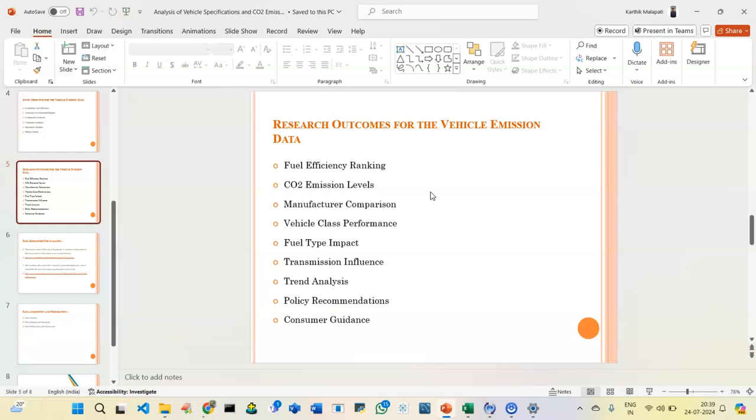The next one is fuel type impact, an evaluation of the impact of different fuel types, gasoline, diesel, hybrid, on consumption and emissions, highlighting the benefits and drawbacks of each type.